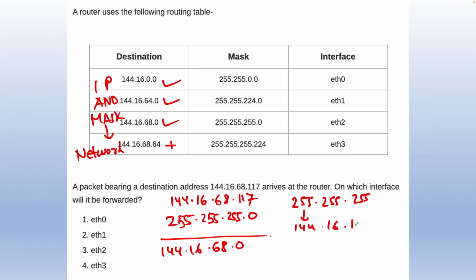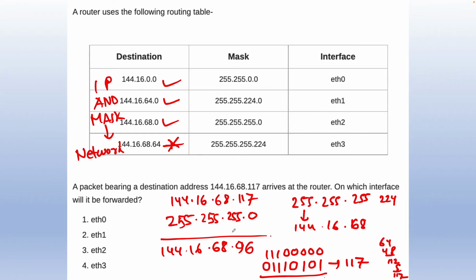So 16.68. Now 224 is 3 ones followed by 5 zeros, and this one is 117, so this is 0 1 1 1 0 1 0 1. Now if you do the AND with this one, that is 255.255.255.224 in the last option, then you will get 96. 96 doesn't match with this one. Why? Because there is 64 given here, right?